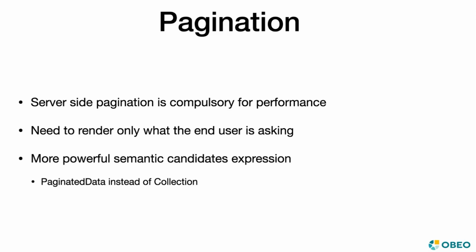On top of that, we need to ensure that we are not navigating on every single object from the model if that's not necessary. If you have hundreds of thousands of objects in your model, and if your end users are viewing the last page of your table, you don't want to navigate on everything to render this last page. For that, we have supercharged the semantic candidates expression to give specifiers the ability to write very efficient queries. First, the result of the semantic candidates expression is expected to return a paginated data instead of a collection. This paginated data will give us additional information. For example, it will tell us if there is a previous page or a next page.